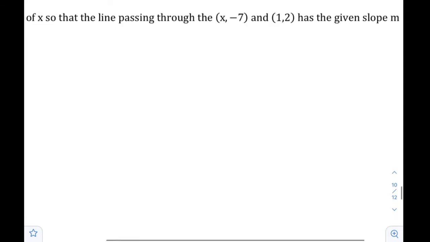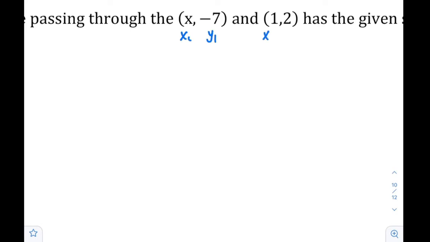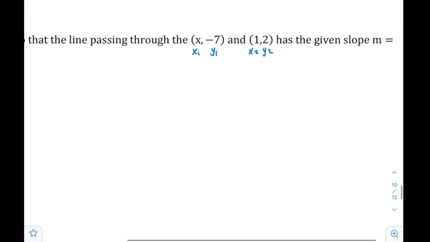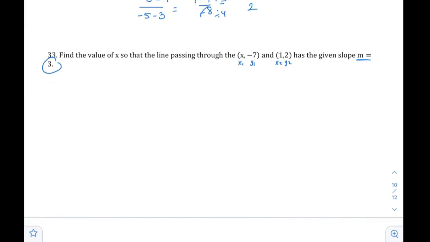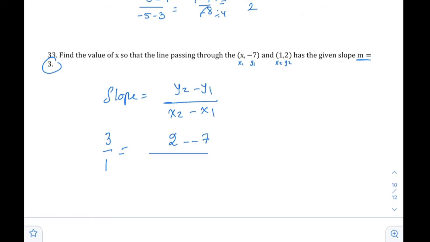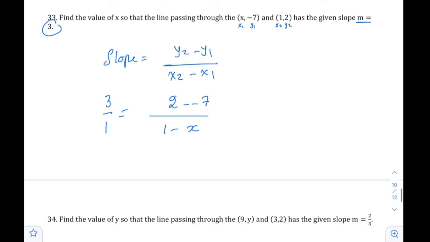Find the value of x so that the line passing through these points has the given slope m. So we are finding x here. The slope is given, so this is the keyword. Slope is equal to 3. So I will use the slope formula that I know, and I have used it many times. Slope in our case is 3, so it is 3 over 1. I'll keep it over 1 because it will turn to a proportion, as you will see now. So 2 minus 7 over 1 minus x. So 3 over 1 equals 9 over 1 minus x, and I will cross multiply.